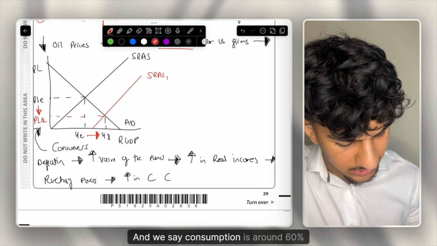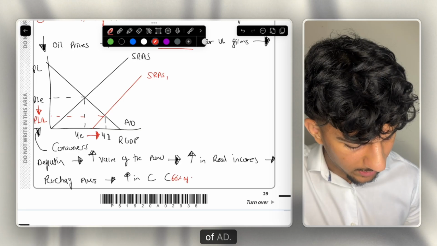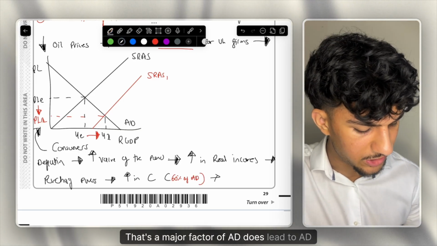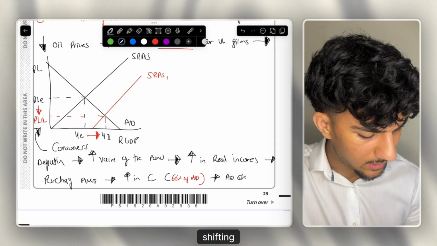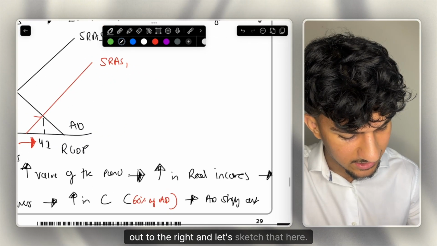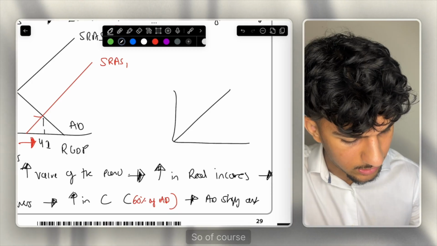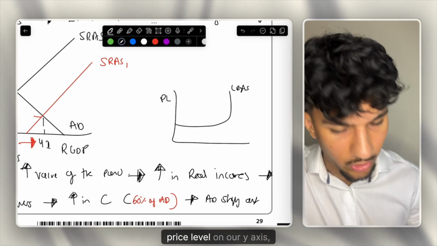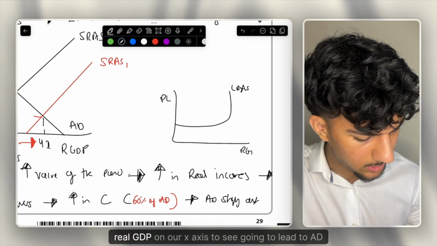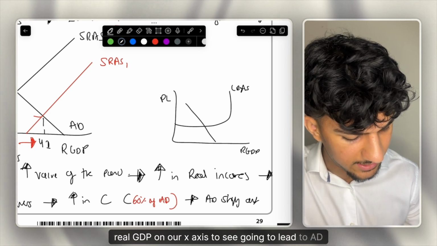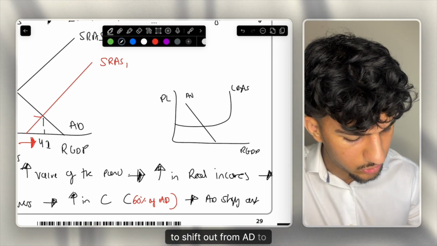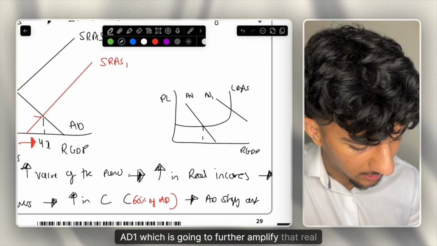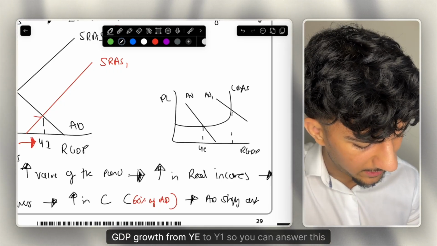And we say consumption is around 60% of AD, and of course that's a major factor of AD, which does lead to AD shifting out to the right. Let's sketch that here. We can draw it with LRAS, price level on our y-axis, real GDP on our x-axis. It's going to lead to AD shifting out from AD to AD1, which is going to further amplify that real GDP growth from YE to Y1.